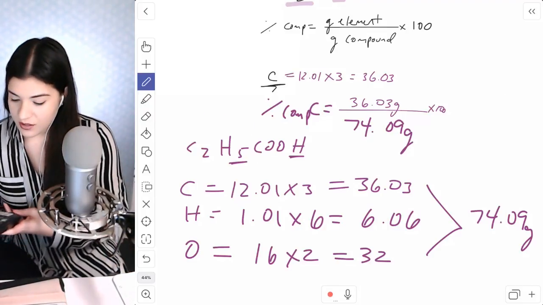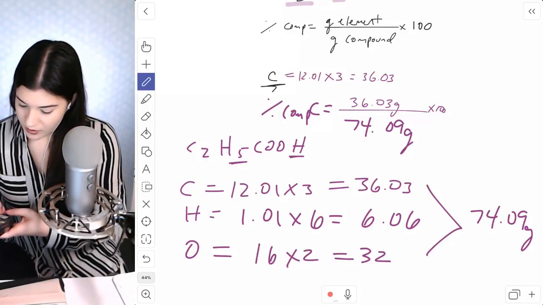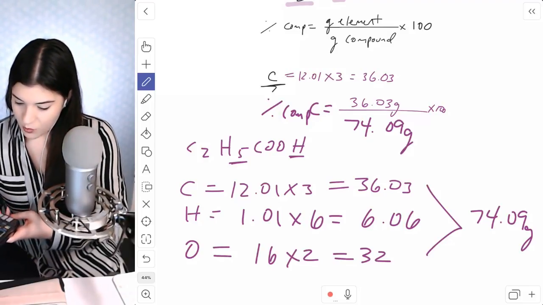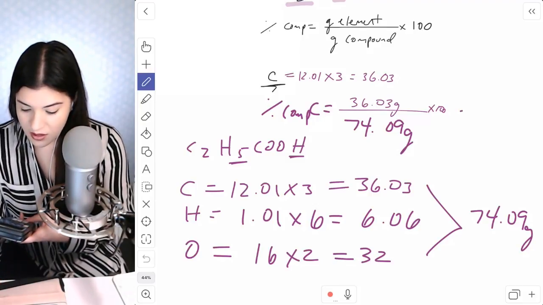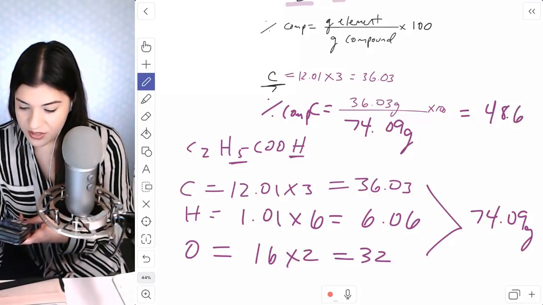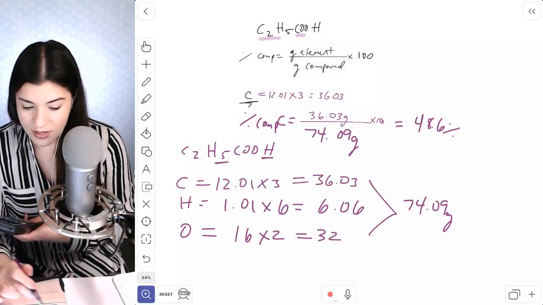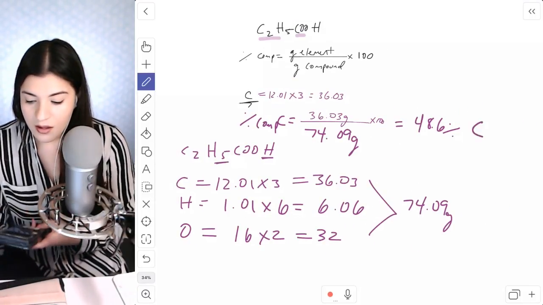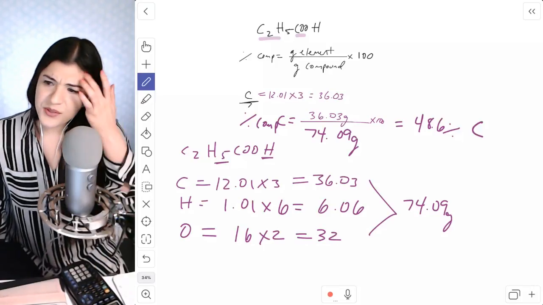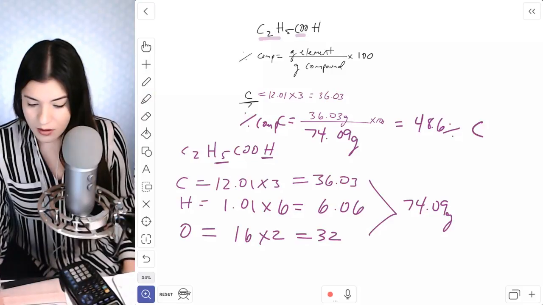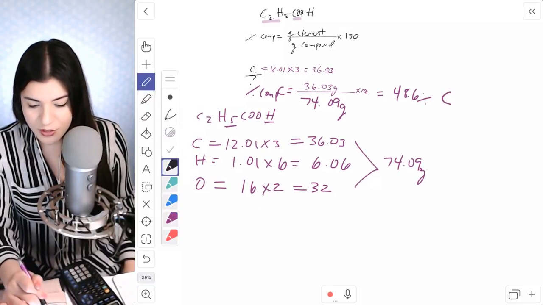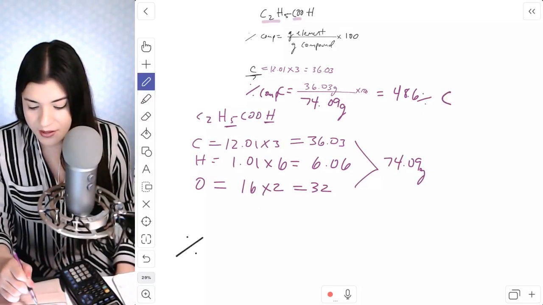So now I'll just divide these two. So 36.03 divided by our molar mass of everything times 100. And then this gives us 48.6% of carbon within this entire compound. Okay, so that's what you would do. Now I'll keep going. Just in case that's what I'm assuming it wanted of everything.